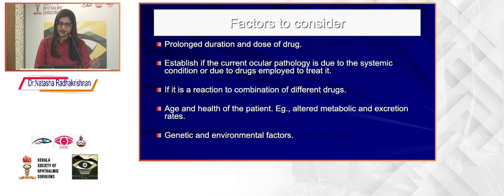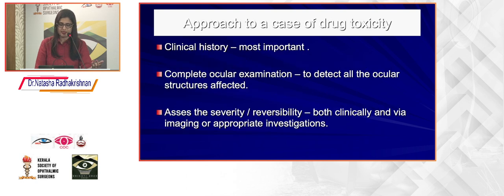Factors to consider when you think it is a drug toxicity: look at the duration of use of the drug and the dose of the drug, and establish if the current ocular pathology that you're seeing is because of the systemic condition that the patient has or due to the drugs. Is it a reaction to a combination of different drugs? Look at the age and the health of the patient and the genetic and environmental factors. In all these things that we said earlier, clinical history is the most important.